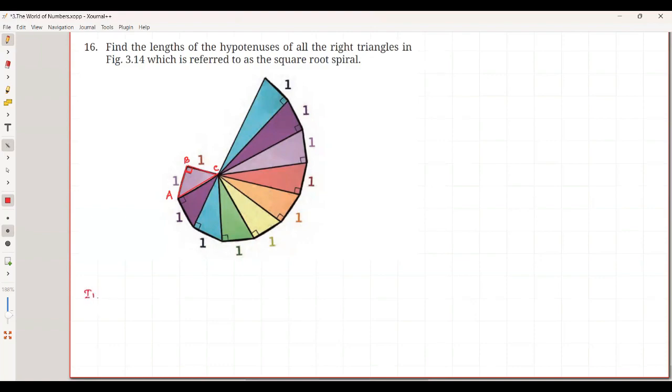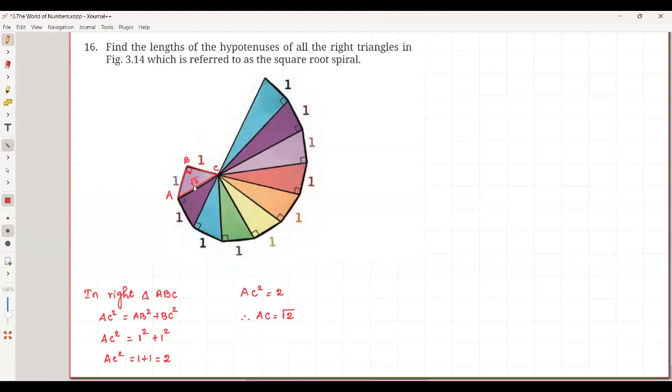In the right triangle, AC square, the hypotenuse square, is equal to AB square plus BC square. AC square is equal to AB square, which is 1 square, plus BC square, which is 1 square. So AC square is equal to 1 plus 1, which is 2. Now AC square is equal to 2. Therefore, AC is equal to root 2. So I can say this is root 2.